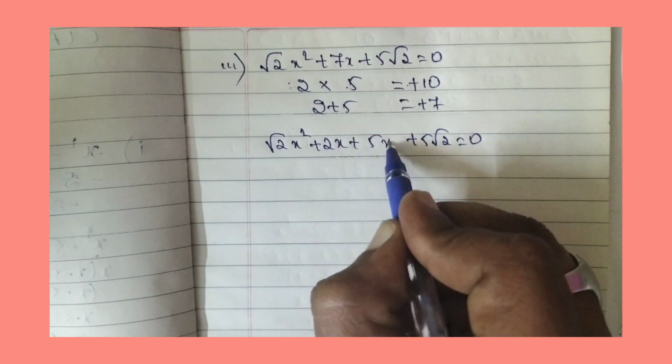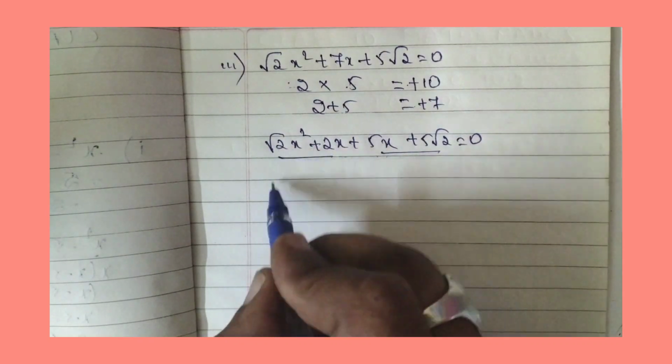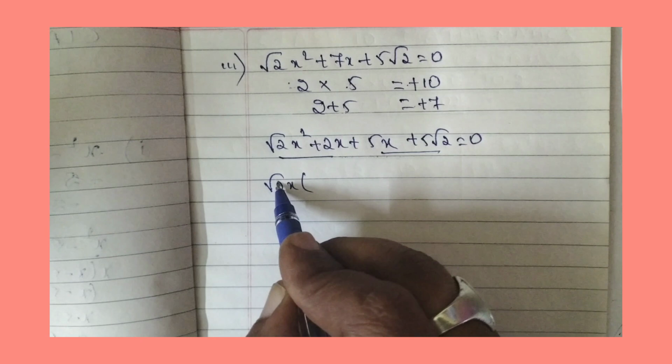plus 5x. These two one group and these two one group. So among these two you take root 2 x as common. So root 2 I have taken outside.